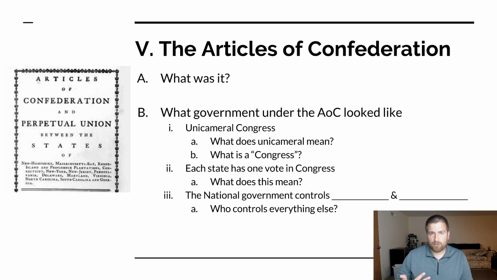Now, what does unicameral mean? Well, unicameral means that Congress isn't split up. There is one section or one house or one chamber of Congress. They vote on laws and the majority rules. That is what a unicameral Congress is.